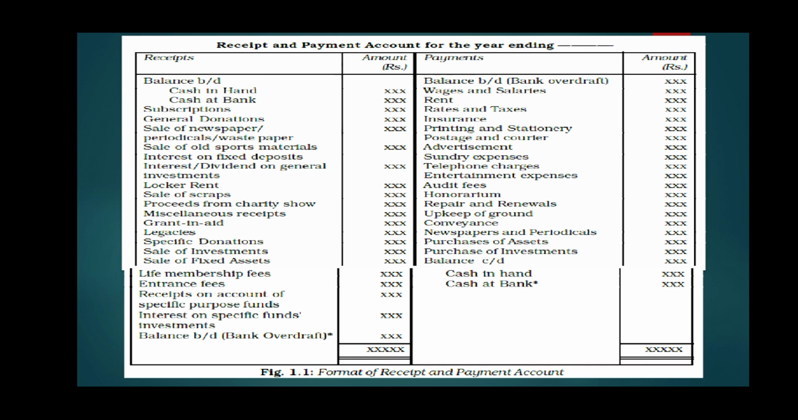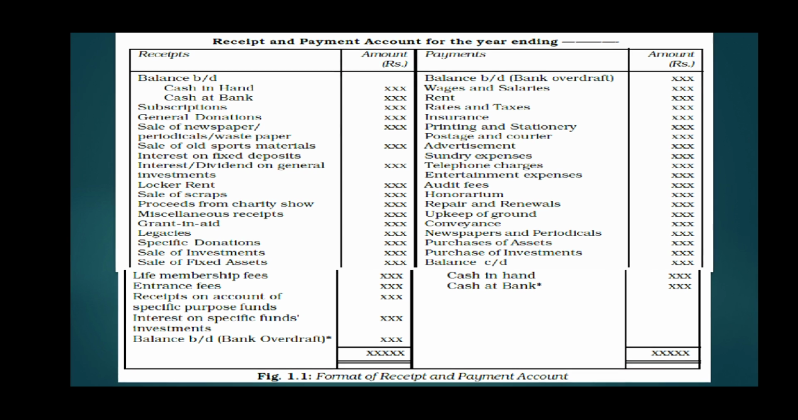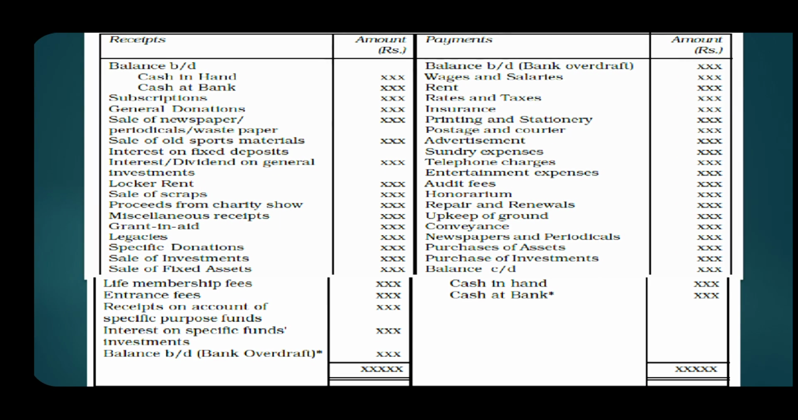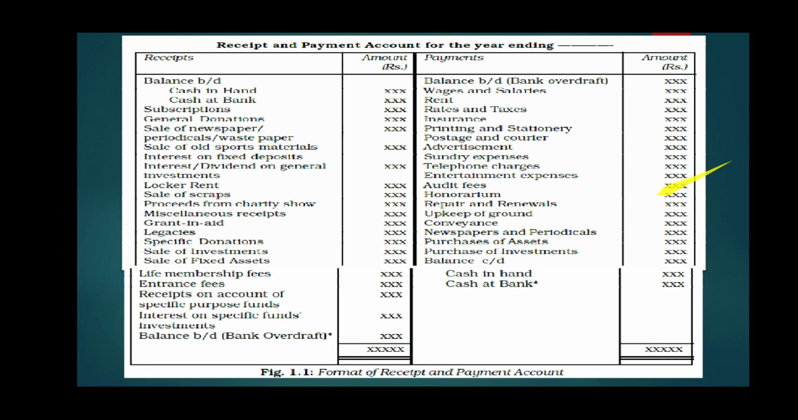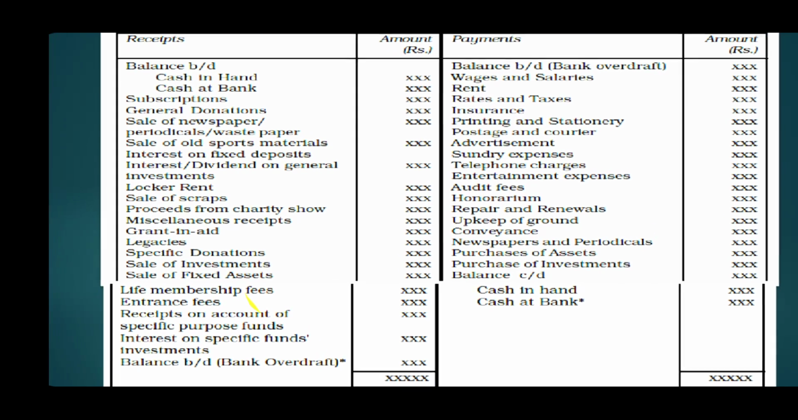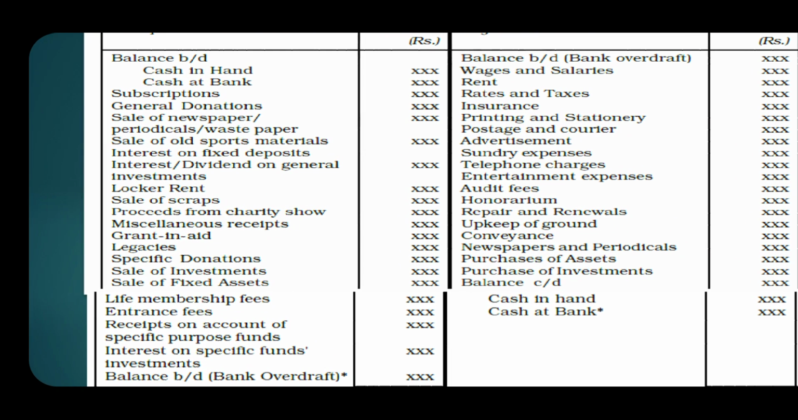So next is the format of receipt and payment account. It is very clear from this. The receipt side starts from the opening balance of cash in hand and cash at bank. Then all receipts will be debited.